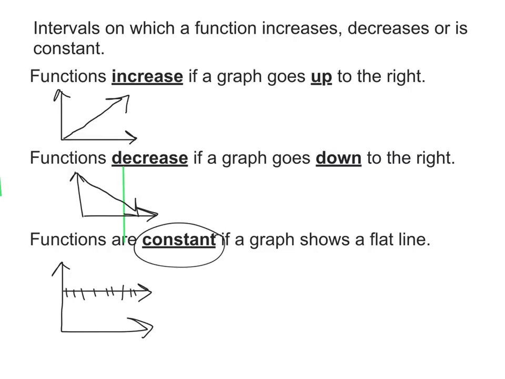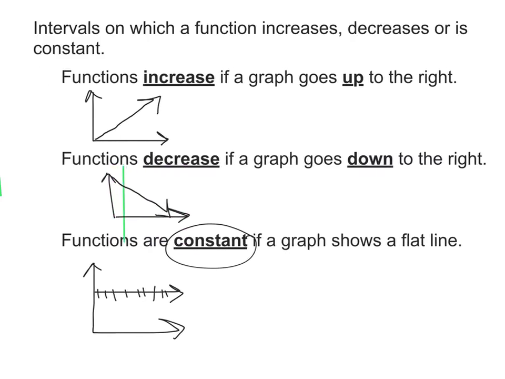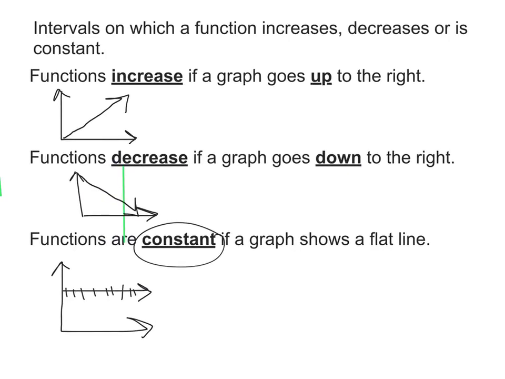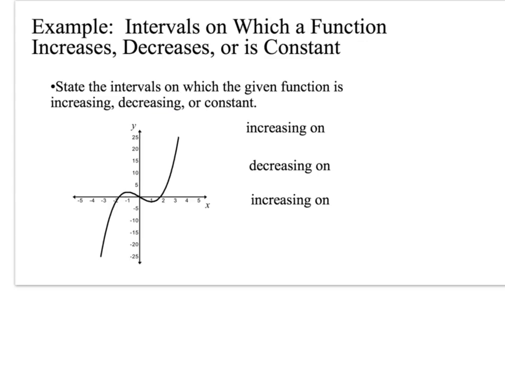So remember, the key to identifying whether a function is increasing, decreasing, or is constant is to remember to read the graph moving from left to right, just like you would read lines in a text. Now you may be asked to state the intervals on which a function is increasing, decreasing, or is constant. So again, we're going to read functions moving from the farthest left over to the farthest right.